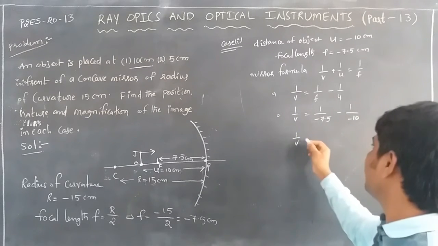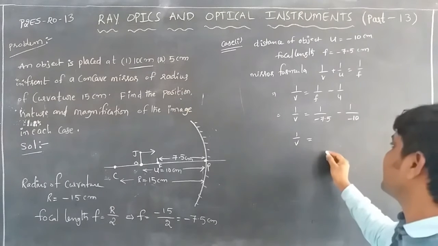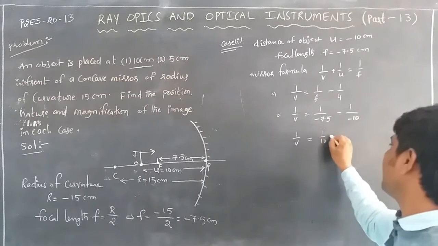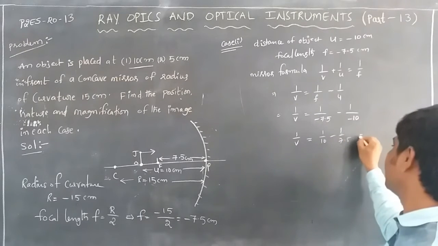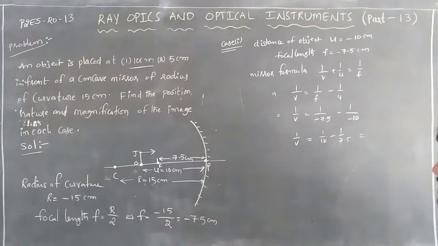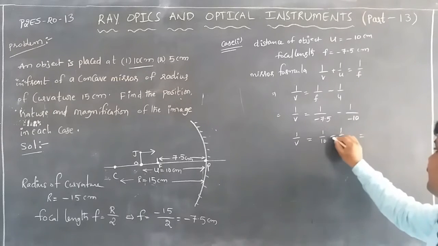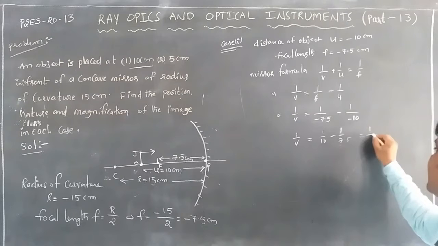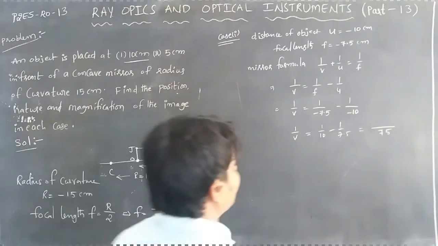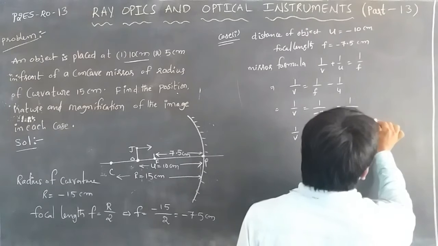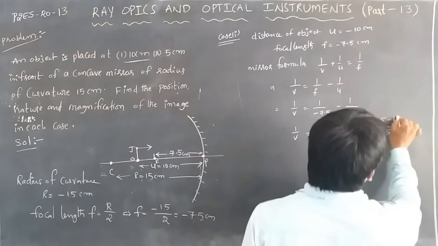So 1 by v is equal to 1 by 10 minus 1 by 7.5, and by taking the LCM we get 1 by 10 over 75, that is 7.5 minus 10.